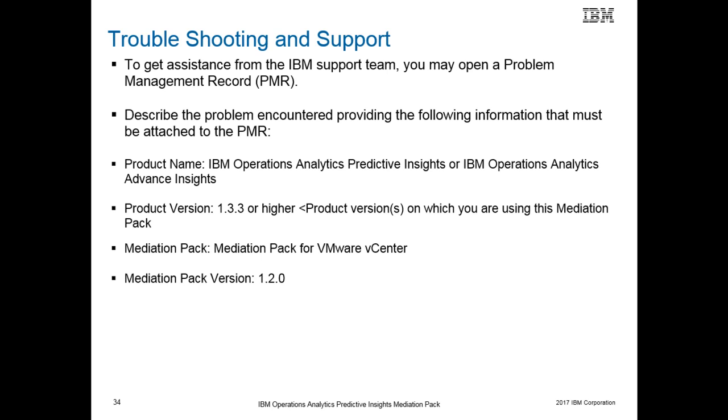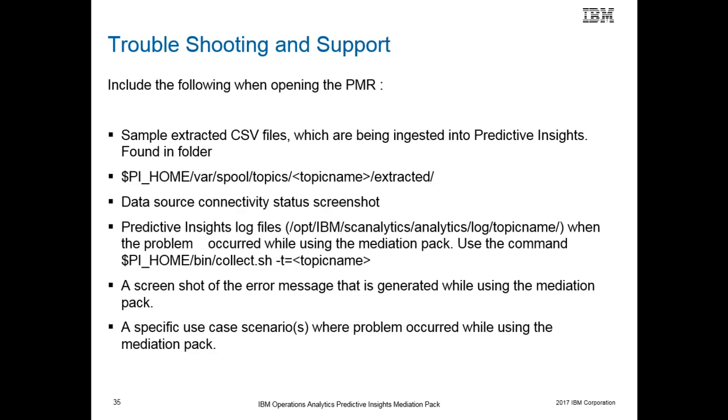If you experience any problems, you can open a problem management record with IBM support. When you open the problem ticket, you must provide the product name and version of the Predictive Insights software that you are using. You must also provide the Mediation pack name and version that you have installed. When opening the problem management ticket, you must provide screenshots and extracted files by running the command shown in the slide. Also, you should provide a use case description of when the problem occurred.